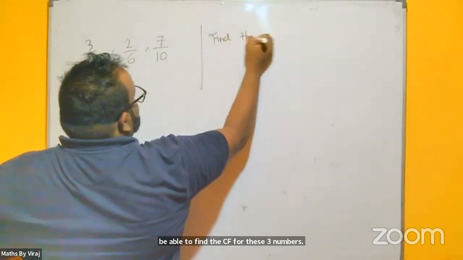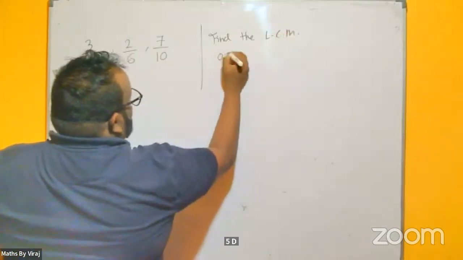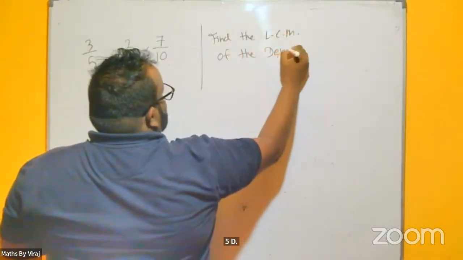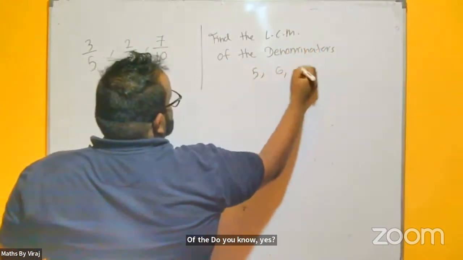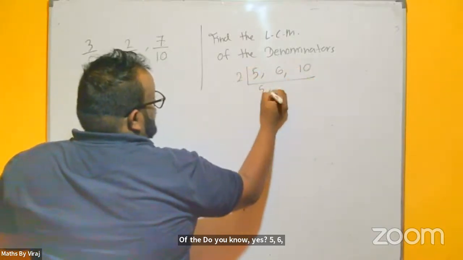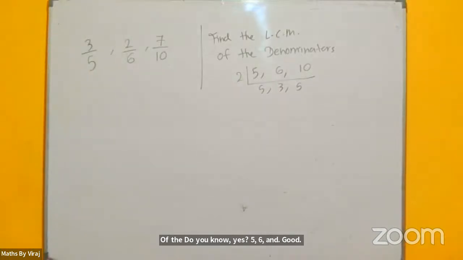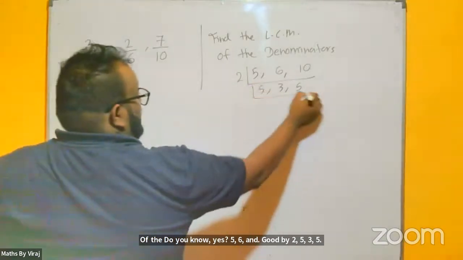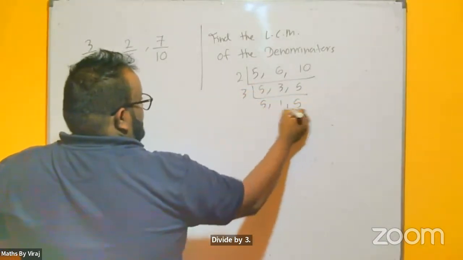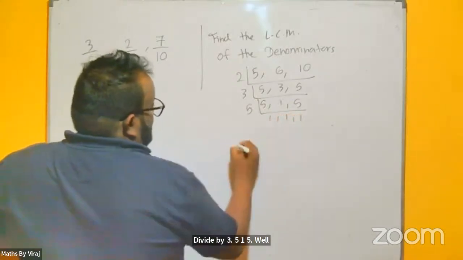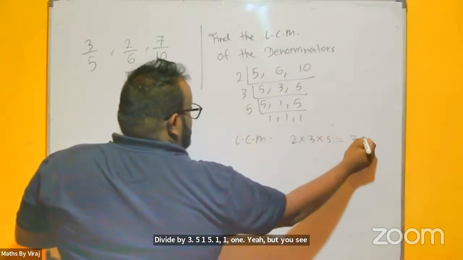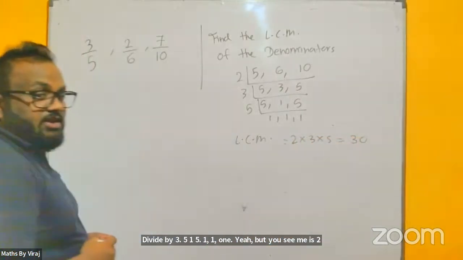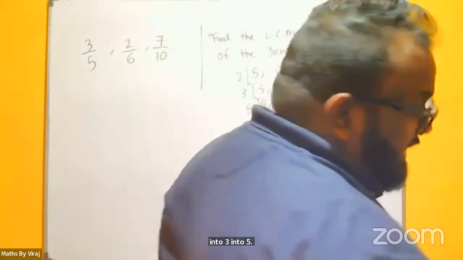We should be able to find the LCM of the denominators for these three numbers: 5, 6, 10. Divide by 2: 5, 3, 5. Divide by 3: 5, 1, 5. Then 1, 1, 1. Therefore, the LCM is 2 into 3 into 5, which is 30. What is the LCM, children? 30.